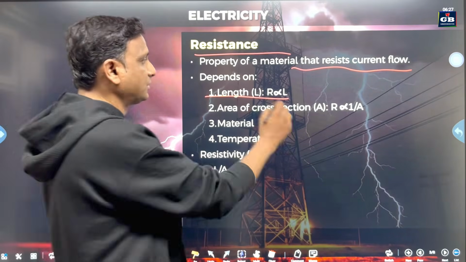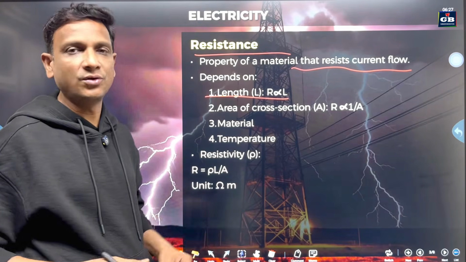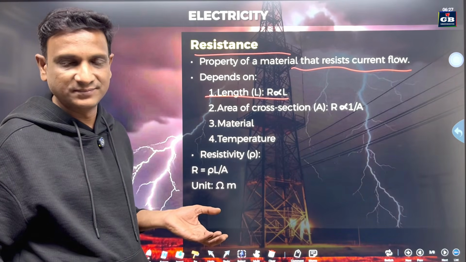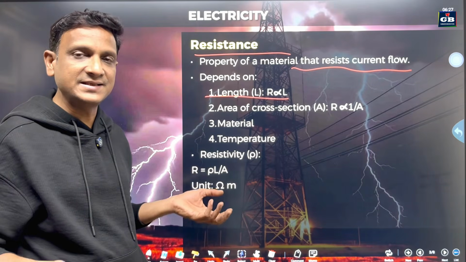Resistance is directly proportional to length. That means, if the wire is too long, the resistance is more. If the length of the conductor is more, the resistance is more. Okay? So, if you make the wiring short, the resistance is less and less heat is produced.